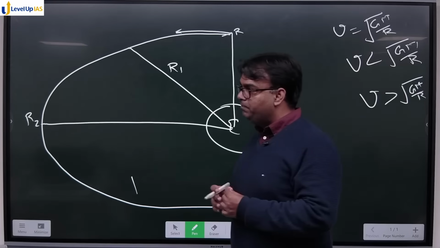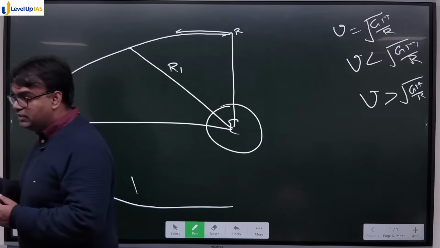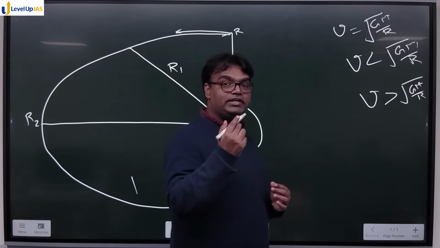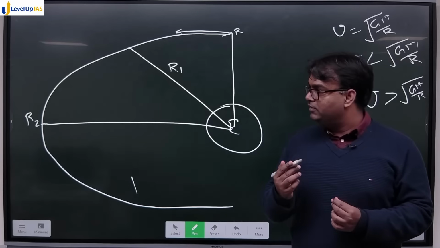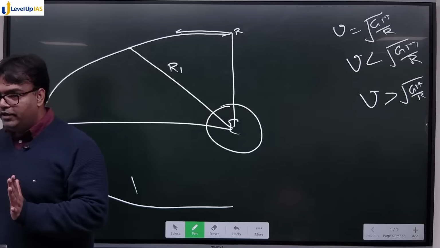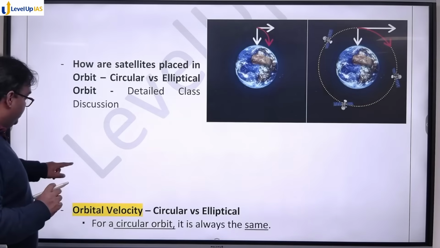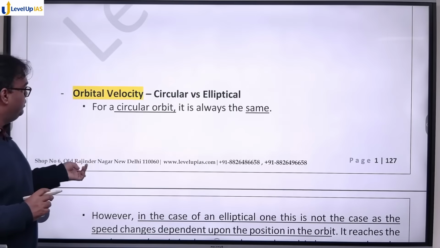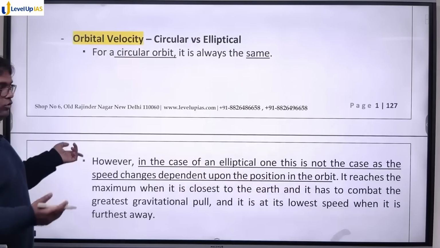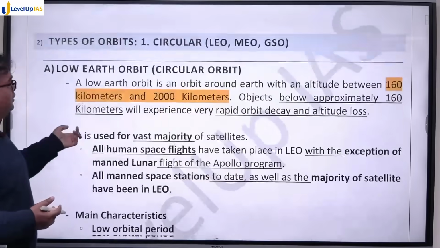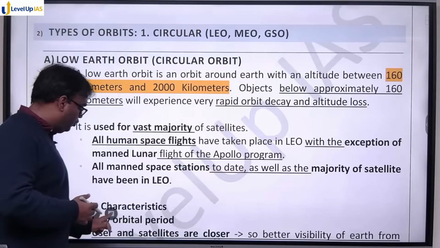ये बात समझ में आई? Now do you understand how does satellite get launched in circular orbit? How does it get launched in elliptical orbit? Did we understand this? Okay. Clear है? Okay. Now, this I have explained you orbital velocity circular versus elliptical में. For a circular orbit, its velocity would always be the same, but for elliptical, it would keep changing. Now we'll talk about types of orbit.